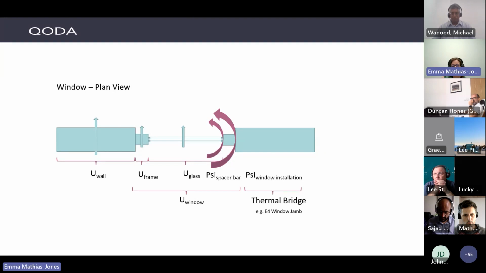And your U value of your frame, your glass, and your psi spacer bar, those are all included within your U value of your window. So the bit that we were talking about earlier is your psi window installation or your thermal bridge. So that's like the E4 of the window jamb we just went through. So that's just to help clarify there. And then in your window U value, you'd also include things like mullions and transoms in that.